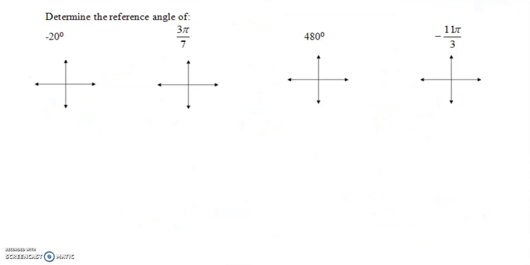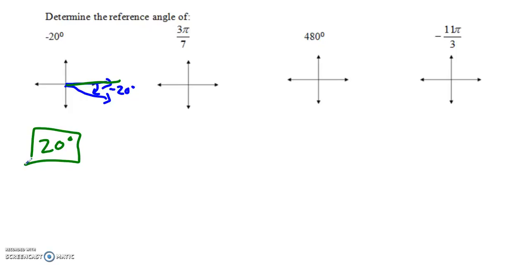Determine the reference angle of negative 20. Well, if I do a drawing of that first, that's usually the best way to do it. Negative 20 would be in the 4th quadrant, and my angle would be negative 20 degrees. Is it acute? Yes. Does it touch an x-axis? Does it relate to this? Yes, it does, which means that my reference angle would be 20 degrees.